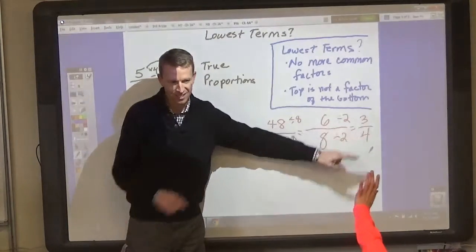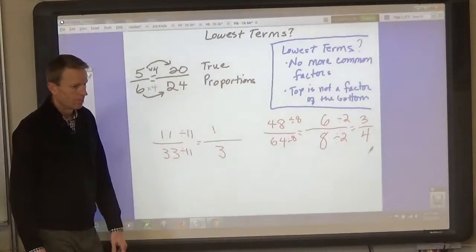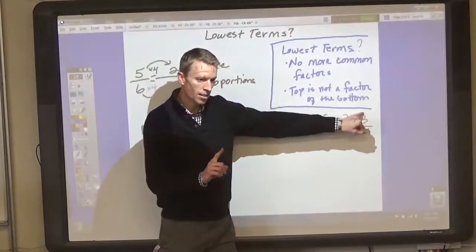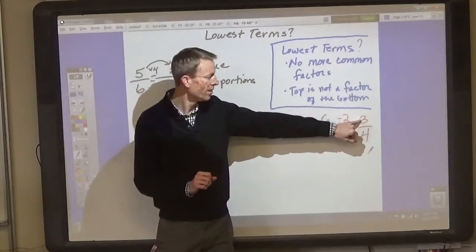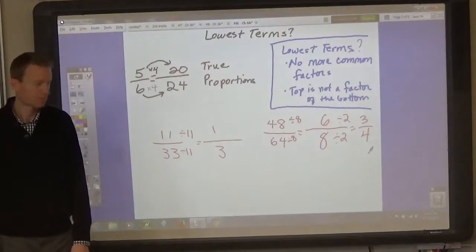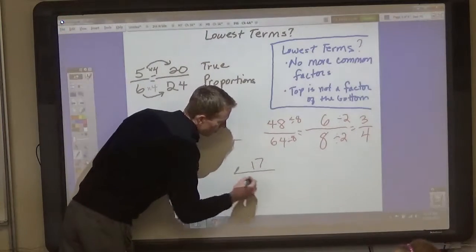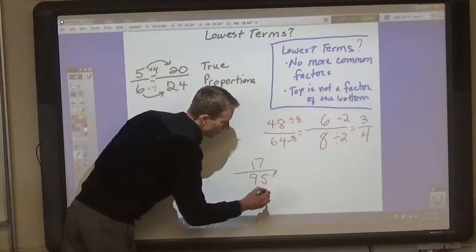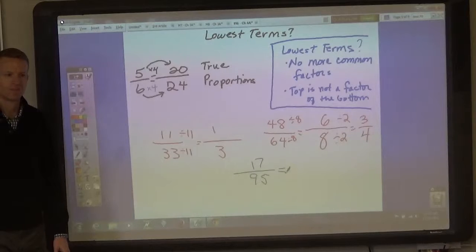Or if it's 1/2, that's the lowest number. Yeah, anytime there's a 1 on the numerator, we know it's lowest terms. If this is a 1, then we know we have lowest terms. But it won't always be 1. Okay? How about this one? Is that lowest terms?